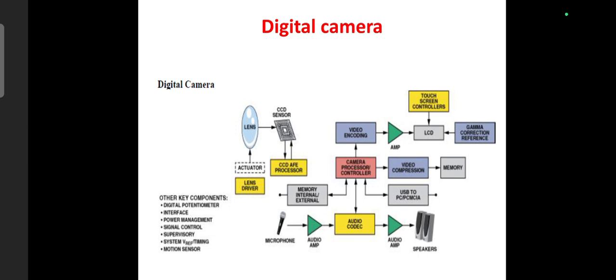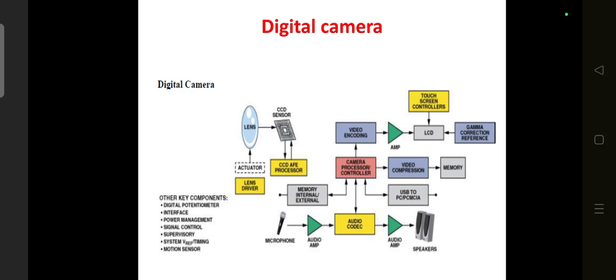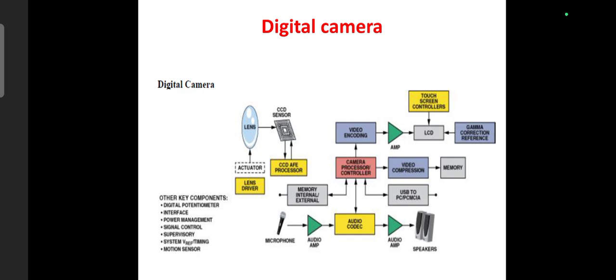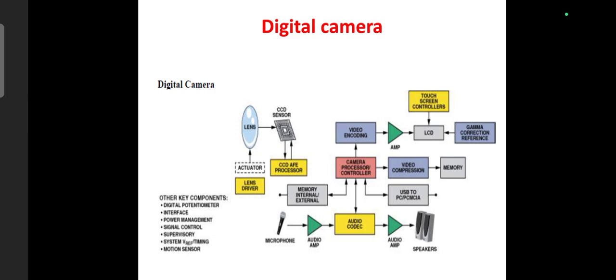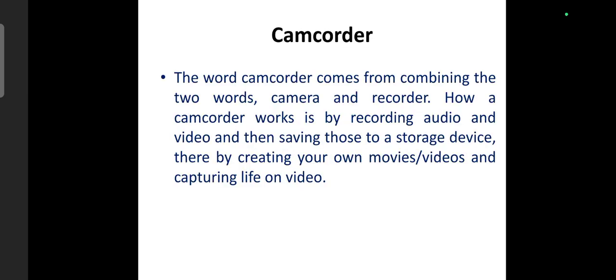So far we have studied how a digital camera captures still images using image sensors and stores them in digital format. However, many situations require not only photographs but also continuous recording of video along with sound. So for this we use another important device known as camcorder.